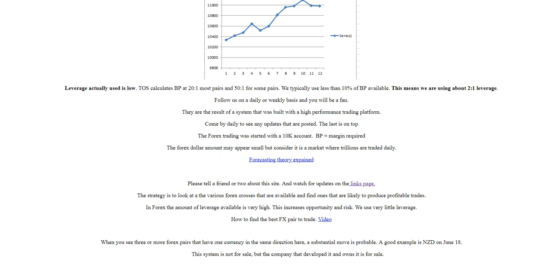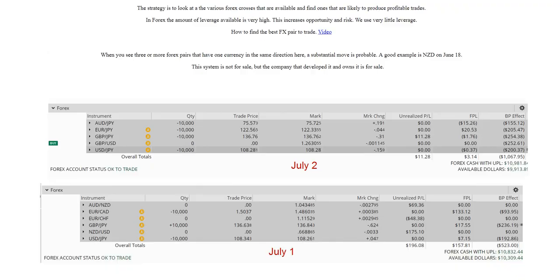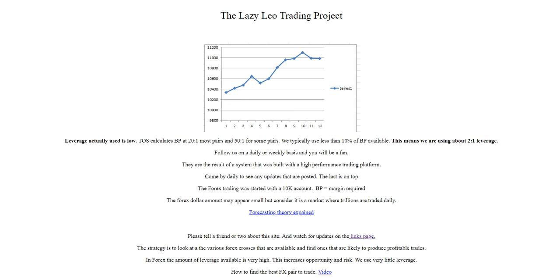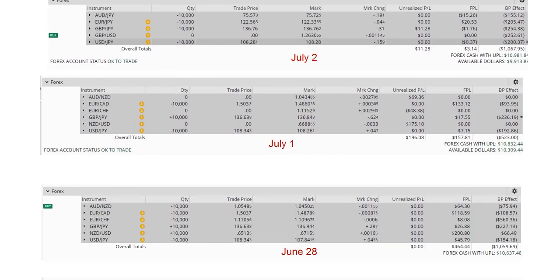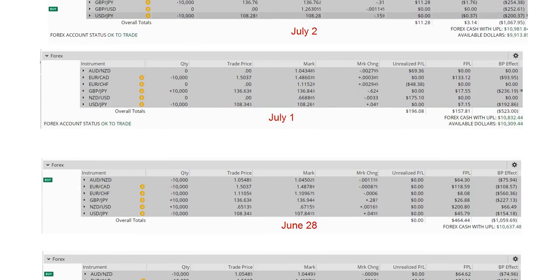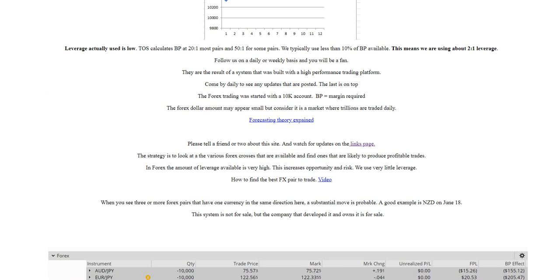I mean, this is being done with a $10,000 account. And, while, yeah, he's up around 10% in just a few weeks or more, it's not a whole heck of a lot. But then again, it doesn't go down a whole heck of a lot too. So there's less risk and less opportunity. Anyway, this is Lazy Leo's little project.